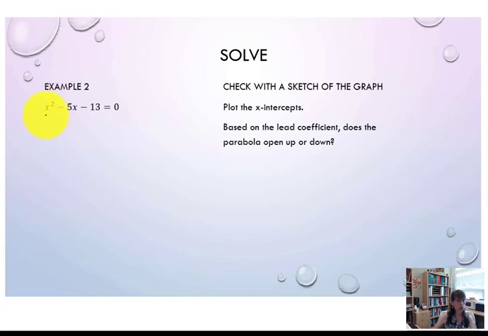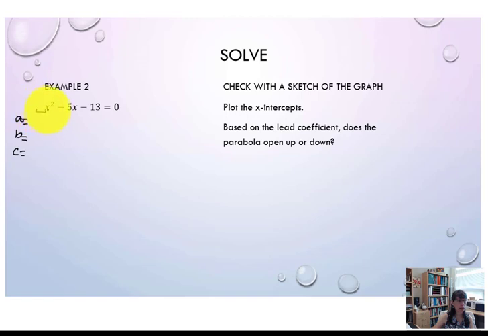For example 2, we have x squared minus 5x minus 13 equals 0. Notice that we have highest to lowest power and equal to 0. So this quadratic equation is already in the standard form. We're ready to find our values of a, b, and c.